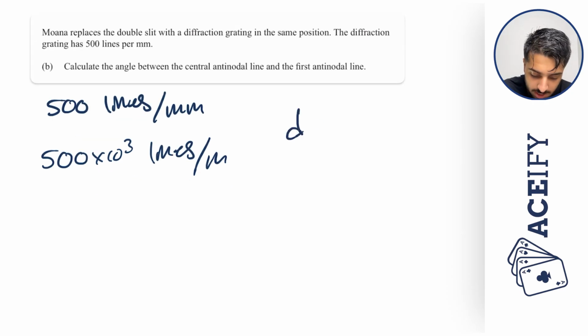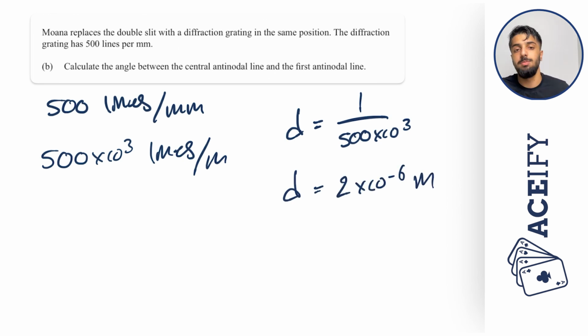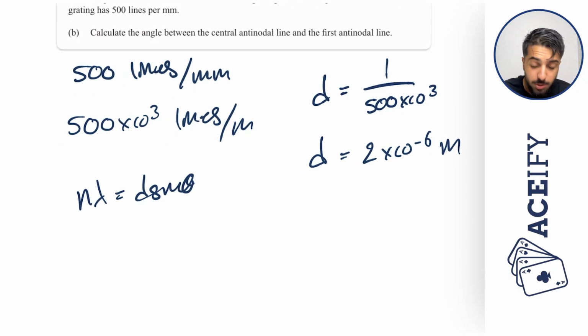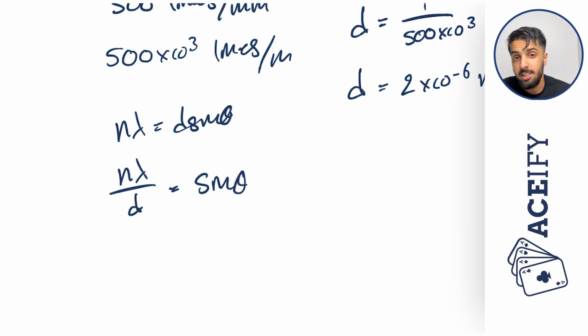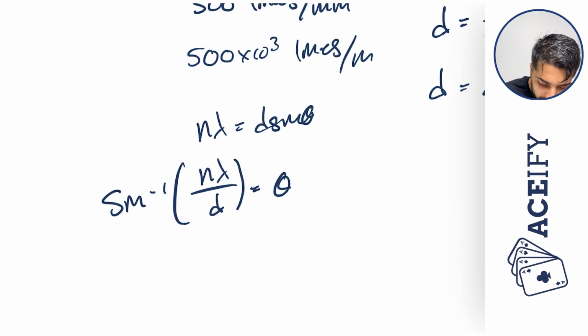And therefore our d is equal to 1 over 500 times 10 to the 3, which simplifies to 2 times 10 to the negative 6 meters, right? And so our trusty equation, n lambda is equal to d sine theta. We want to find the angle, so we can rearrange for sine theta, and so we get n lambda over d is equal to sine theta. Now we want to find the angle by itself, not sine of the angle, so we can take the inverse sine of this whole thing, like so.